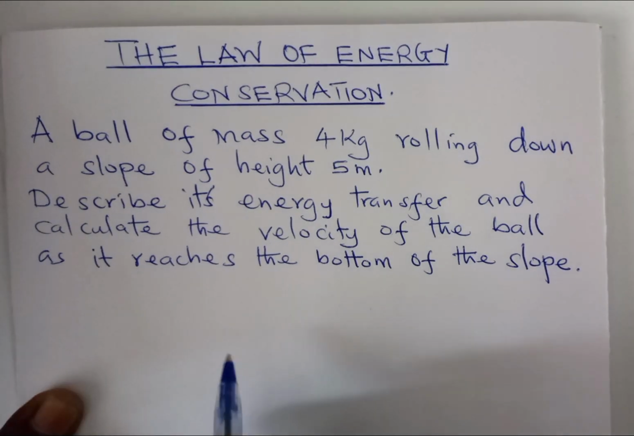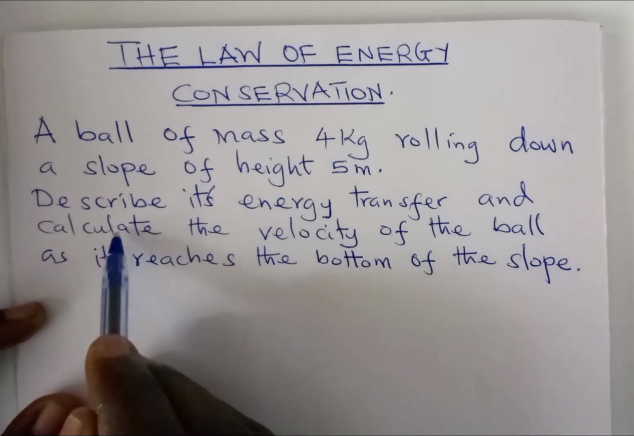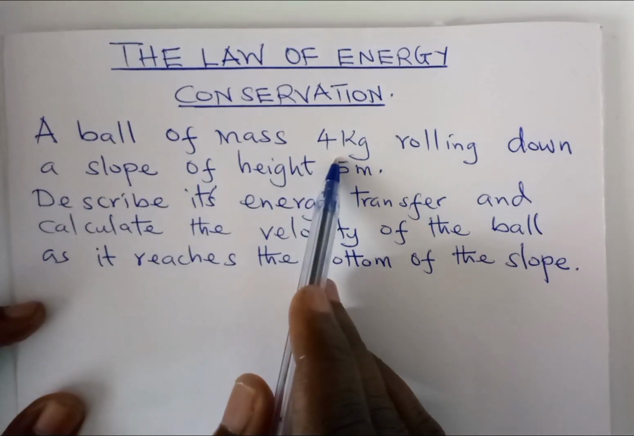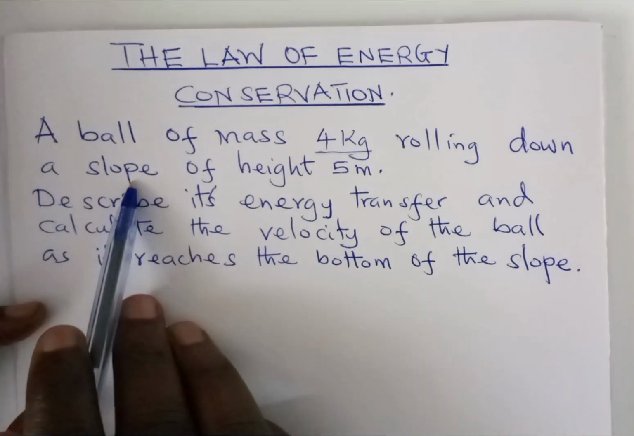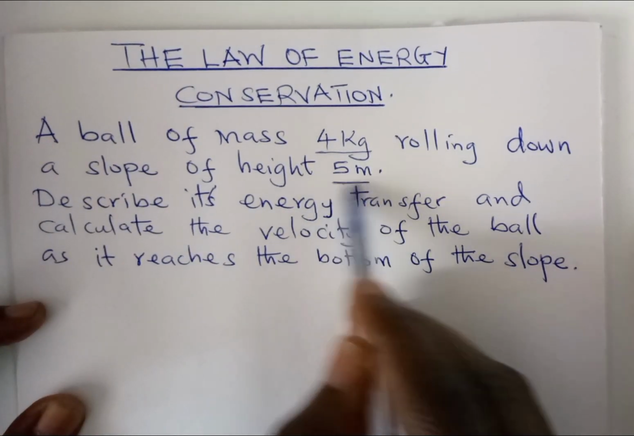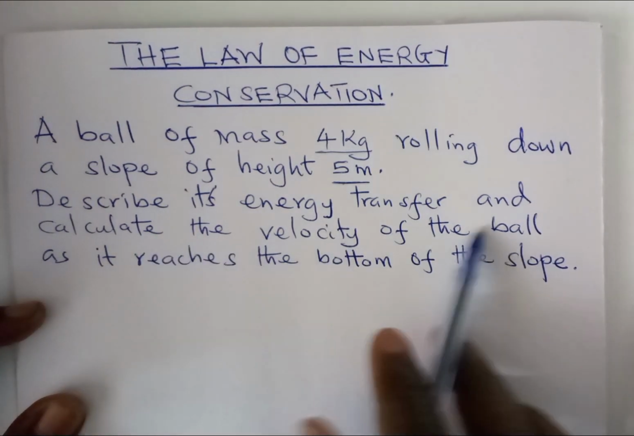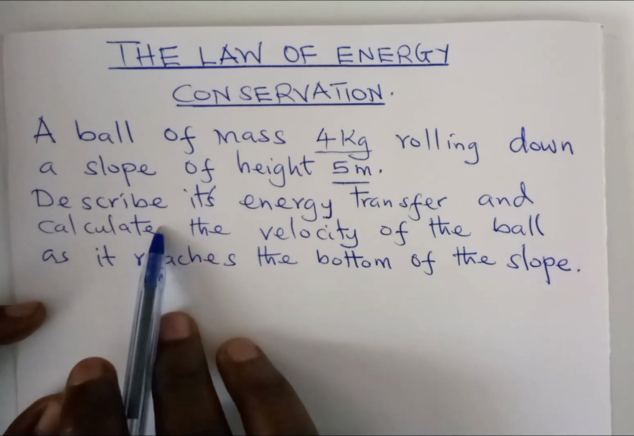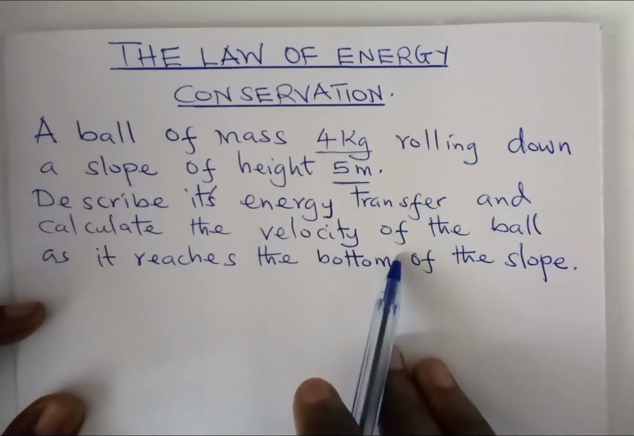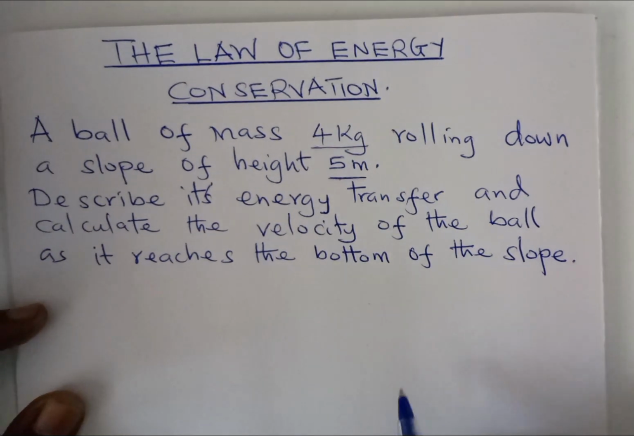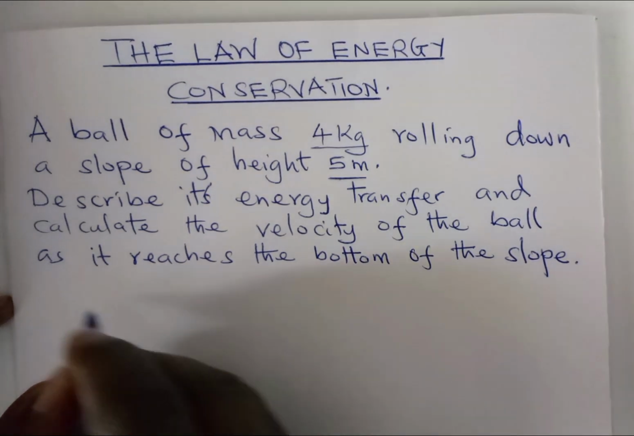Now, to start with this question, let's look at the first part. The ball has a mass of 4 kg, so that's the mass of the ball. It rolls down a slope from a height of 5 meters. Describe its energy transfer and calculate the velocity of the ball. Now, let me just have a sketch of this.